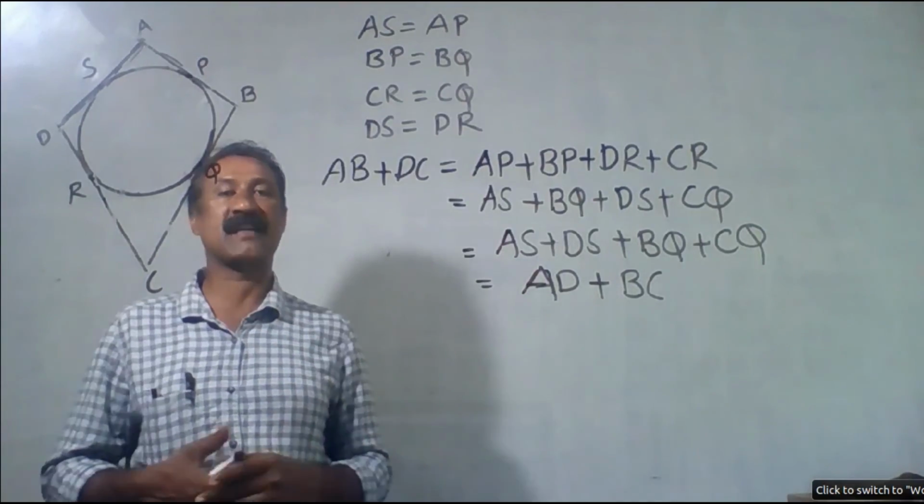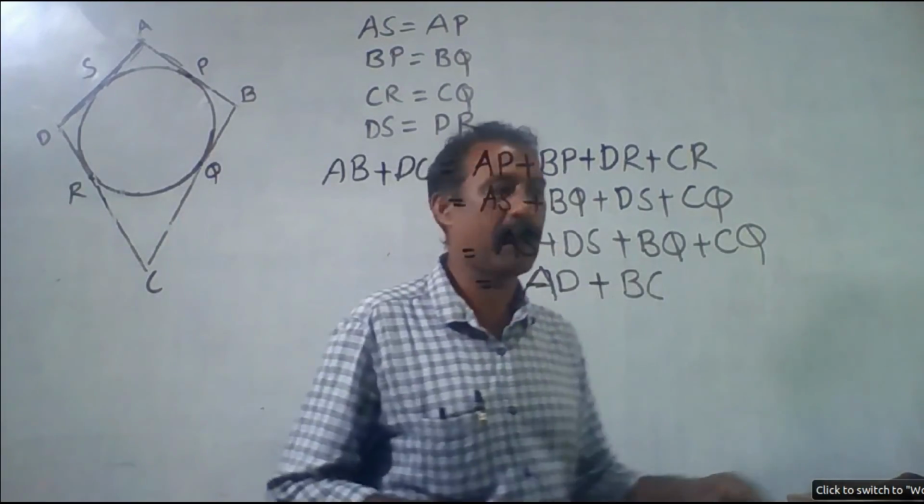Square, rhombus are the examples. Then you can find more examples. Okay.